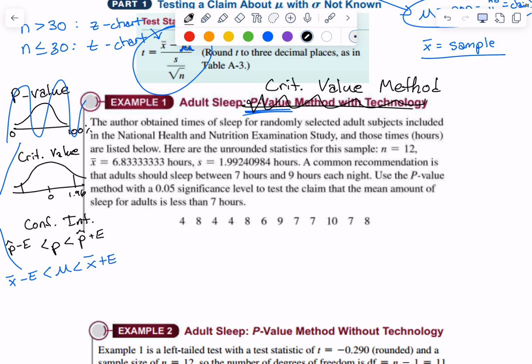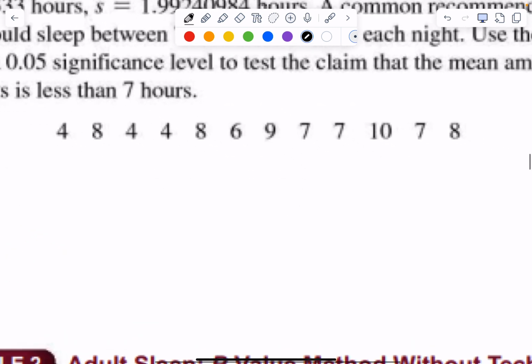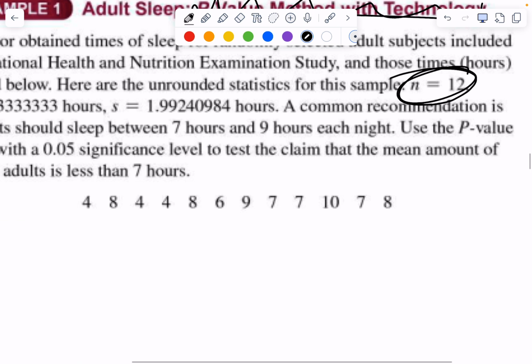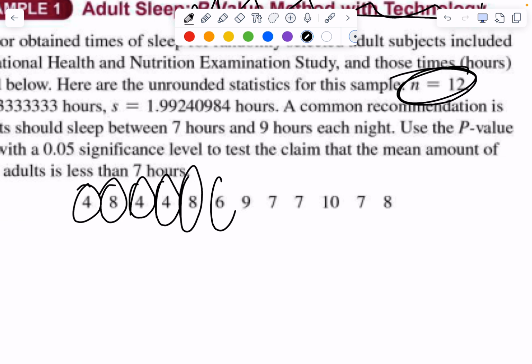Obtain times of sleep. Oh, this is interesting. These are the number of hours of sleep. So, out of their people, how many people did they survey, by the way? 12 people. You can count the numbers, or they say 12, right? This person gets an average of 4 hours of sleep per night. This one gets 8 hours. This one gets 4 hours. 4 hours, 8 hours, 6 hours, 9 hours, 7 hours, 7 hours, 10 hours, 7 hours, 8 hours.